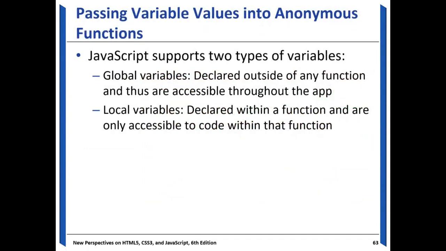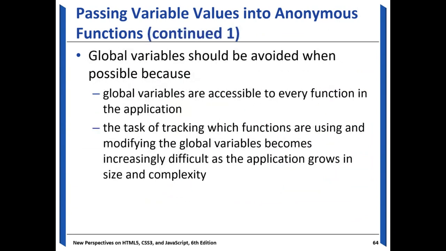Now, JavaScript supports two types of variables: global variables and local variables. Global variables are declared outside of any function, and they are accessible throughout the app. Local variables are declared within a function, and they're only accessible to code within that function. Global variables should be avoided when possible because they are accessible to every function in the application. Tracking which functions are using and modifying the global variables becomes increasingly difficult as your application grows in size and complexity.